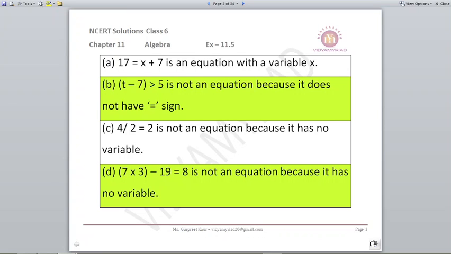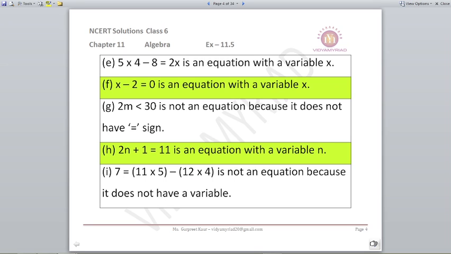C part, 4 upon 2 is equal to 2. It is not an equation as it does not have any variable in it. D part, 7 into 3 minus 19 is equal to 8. This is also not an equation because it has no variable. It is made up of only numbers.